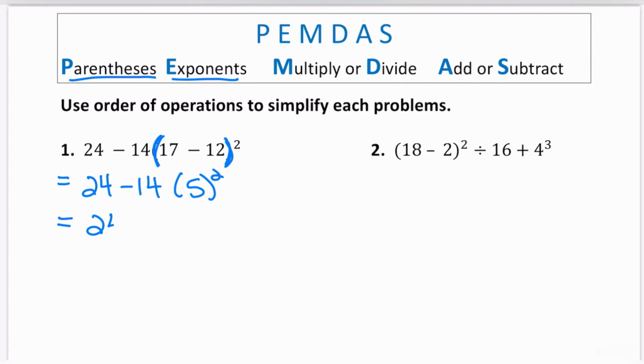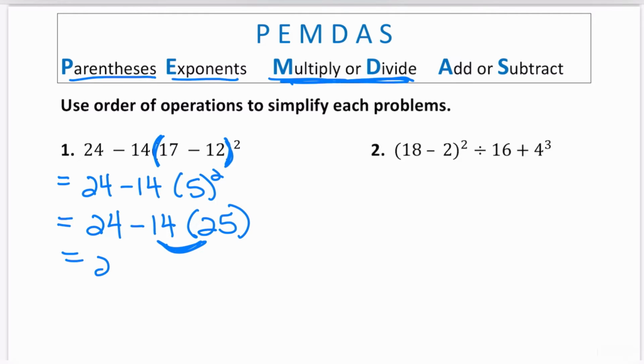So 24 minus 14 times, because remember, when you have a number next to a parentheses, it means multiplication, 5 squared is 25. Now I have to multiply or divide, and here I do have multiplication. If you don't know what 25 times 14 is, take your calculator right now, even your phones have calculators, and go ahead and multiply.